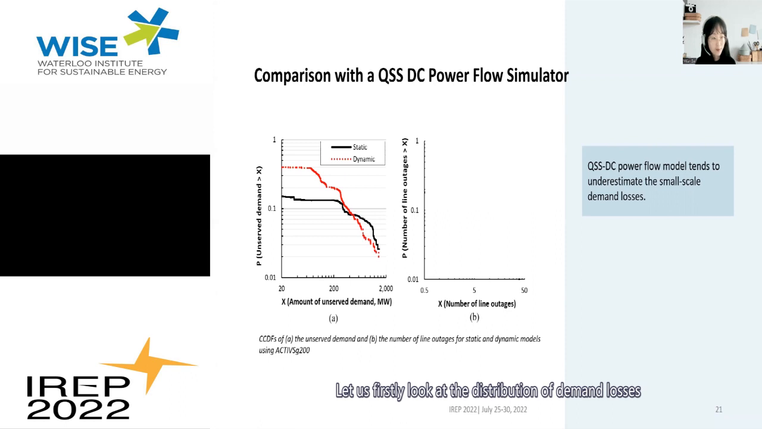Let's firstly look at the distribution of demand losses. The QSS model, the black line, tends to underestimate the small-scale demand losses. This is because it can't capture the transient system dynamics following the disturbances. This often causes local frequency deviations and inter-area oscillation issues, which can result in a larger amount of load shedding.